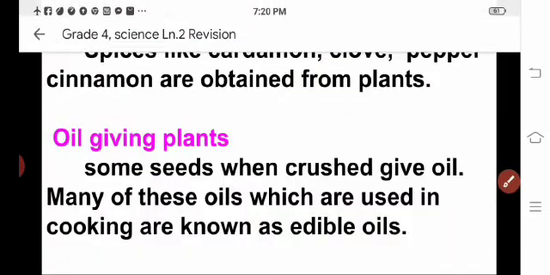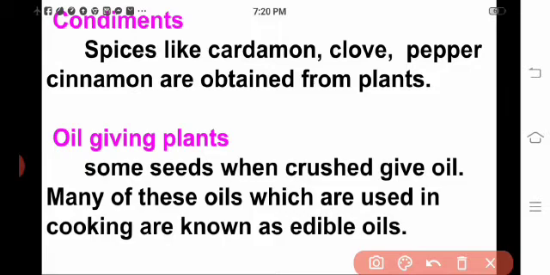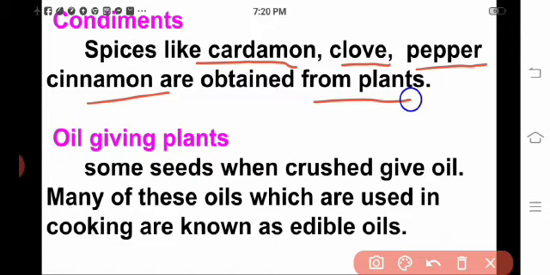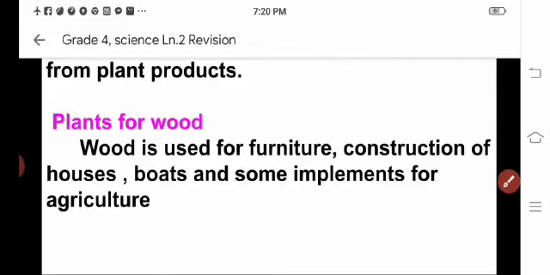Okay. Next you can see some condiments. What are condiments? Condiments means spices like cardamom, clove, pepper, cinnamon obtained from plants. Next is the oil giving plants. What are the oil giving plants? Some seeds when crushed give oil. Many of these oils which are used in cooking are known as edible oils. Some seeds we crush give oil, no? Yes, many of these oils which we can use only for cooking are known as edible oils.